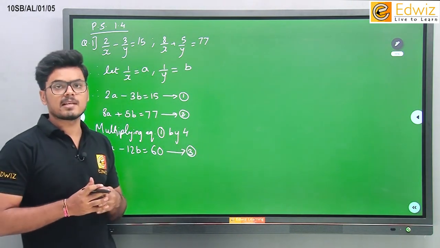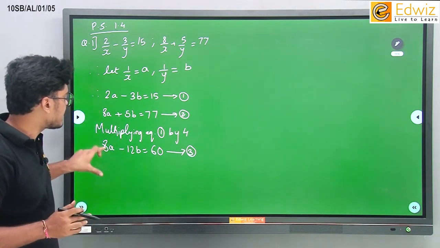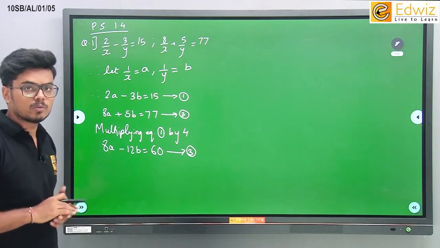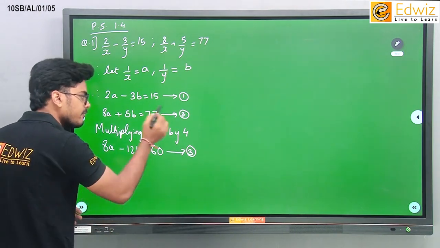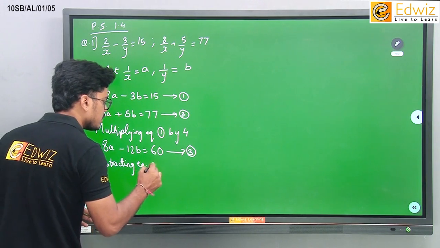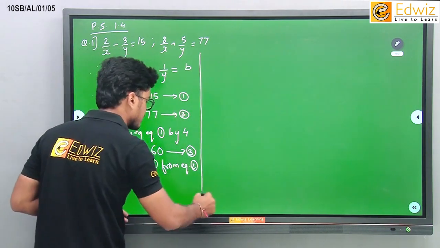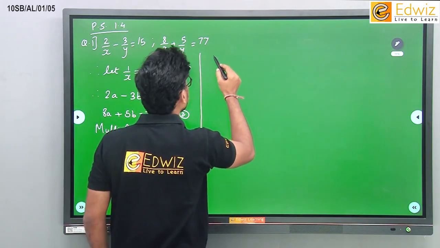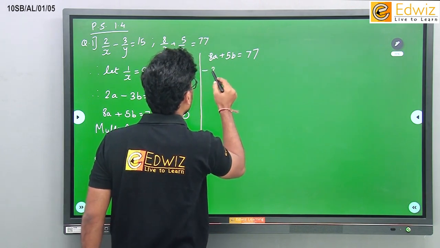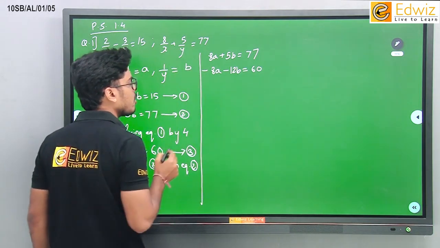Okay, once the coefficients are the same, in the elimination method what do we do? Whichever coefficient is the same, we will eliminate it. So to eliminate 8a from both these equations, I will subtract them. You can subtract 2 from 3 or you can do 3 from 2 also. Let us subtract equation 3 from equation 2. Subtracting equation 3 from equation 2. Okay, so let us carry out the subtraction here. The second equation is 8a plus 5b equal to 77. From this we are subtracting 8a minus 12b equal to 60. Remember, whenever we subtract, all the signs will change.